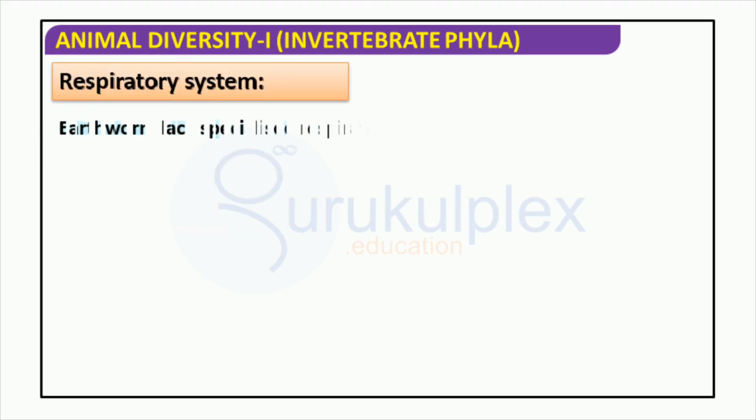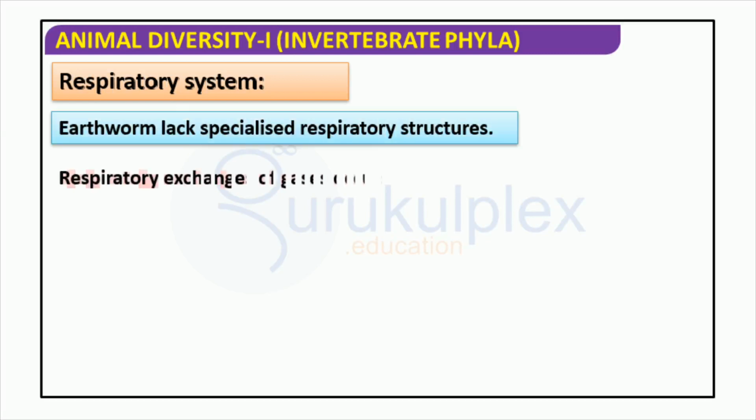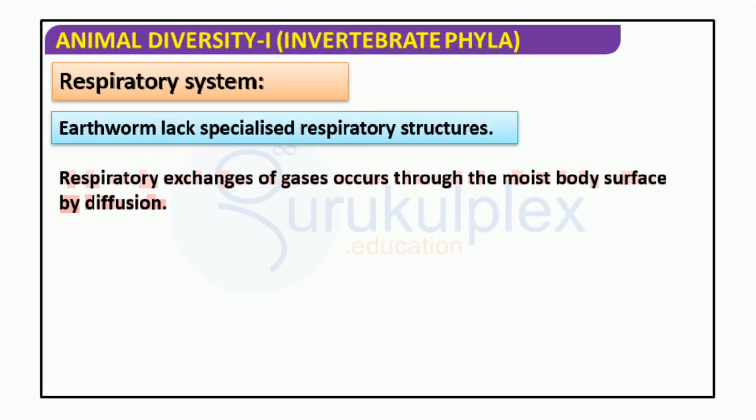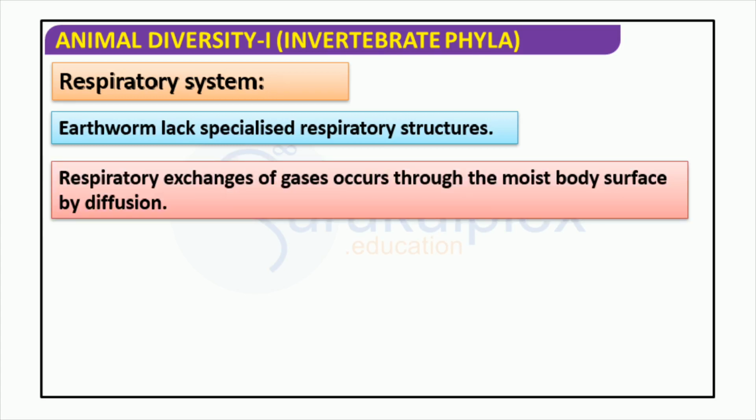Drawing your attention to the respiratory system of the earthworm, it is interesting to note that this creature does not possess any specialized respiratory structures. Instead, it relies on its moist body surface to exchange gases by diffusion. This remarkable adaptation gives insight into their evolutionary history.